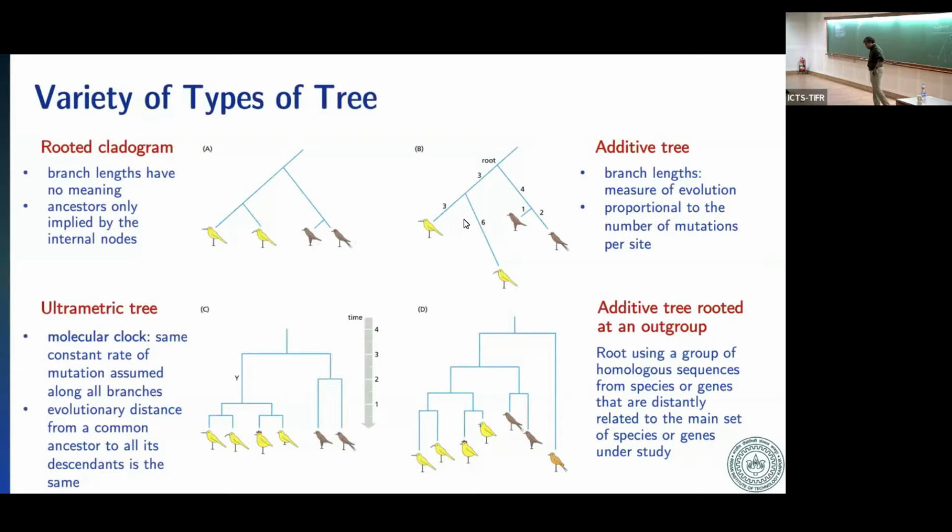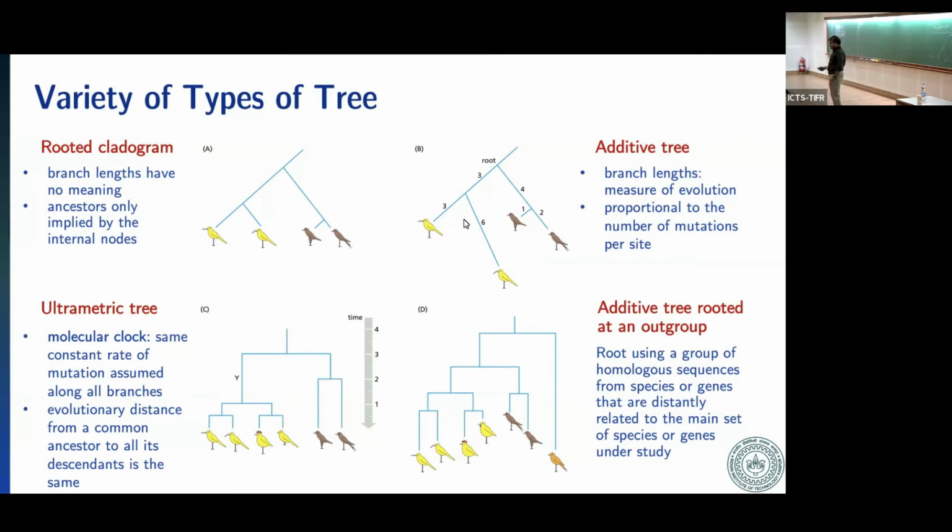Okay, so now we talk about another type of terminology distinguishing different types of trees. What you are seeing here are different types of trees. Again, these are types of trees using which we can represent the data sets. The first is very, very simple. It is called a rooted cladogram. Okay, what is it showing? Here, you are just looking at the structure itself. The branch lengths have no meaning, and basically these ancestors are implied by these internal nodes.